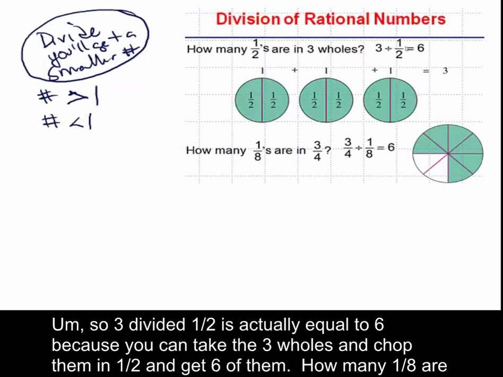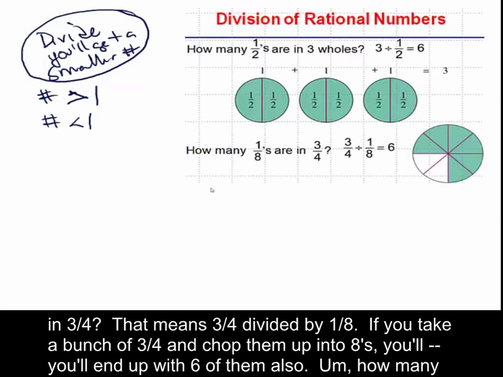So 3 divided by 1/2 is actually equal to 6, because you take the 3 wholes and chop them into halves and you get 6 of them. How many 8ths are in 3/4? That means 3/4 divided by 1/8. If you take a bunch of 3/4 and chop them up into 8ths, you'll end up with 6 of them also.